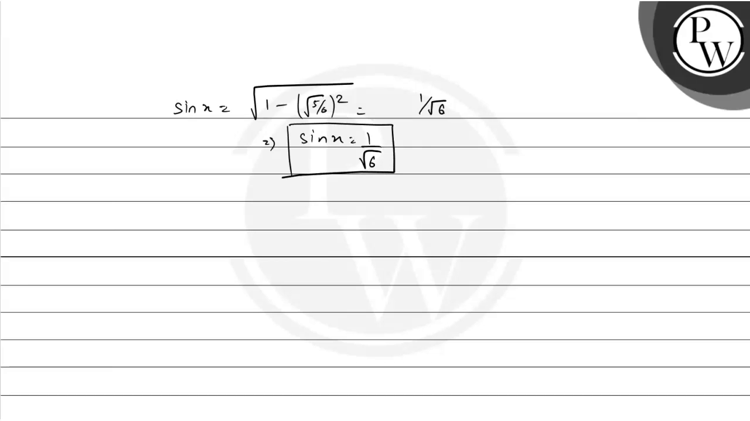And using the values of sin of x and cos of x, we can evaluate tan of x, because tan of x is equal to sin of x upon cos of x, which will give us the tan of x value as 1 upon under root 6 upon under root 5 by 6. This is also 1 upon under root 5. Hence, we have our value of tan of x, which is 1 upon under root 5.